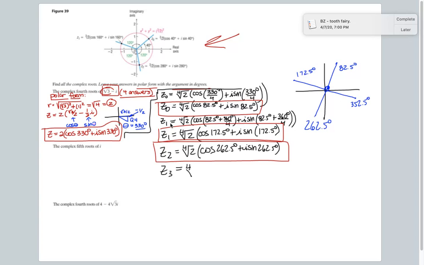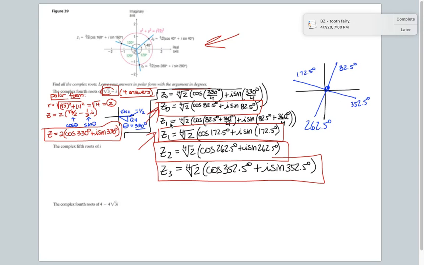And then my final answer, my fourth root, is going to be this. Cosine of 352.5 degrees plus I sine of 352.5 degrees. There we go. So there we have 1, 2, 3, and 4 roots there.